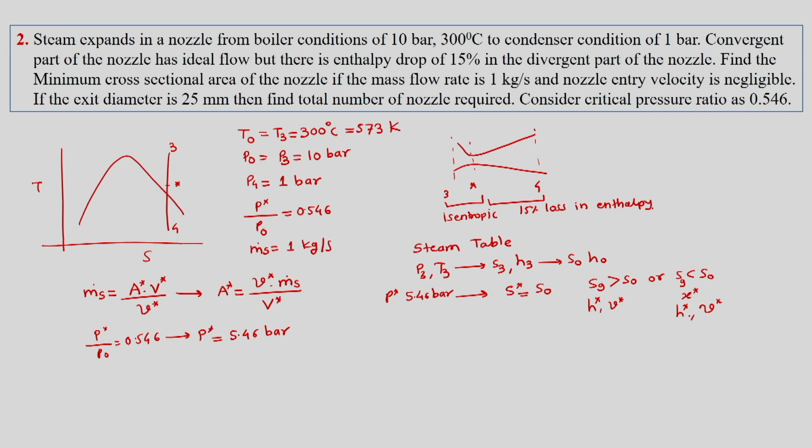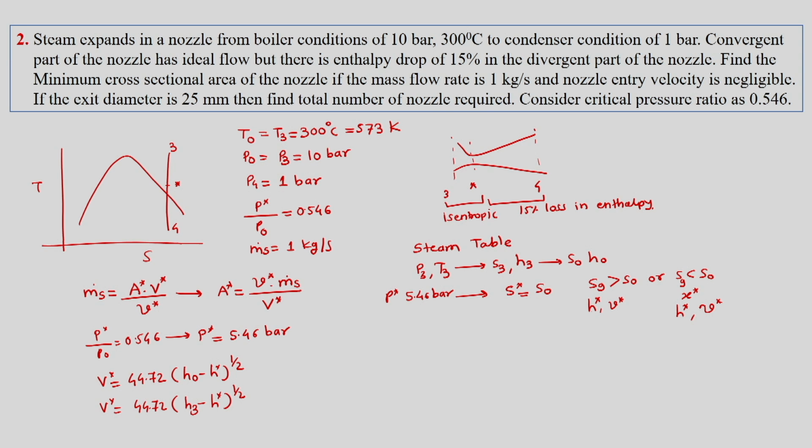Knowing this specific volume and H star, we can find out V star, which is equal to 44.72 times the square root of H naught minus H star. So V star is equal to 44.72 square root of H3 minus H star.